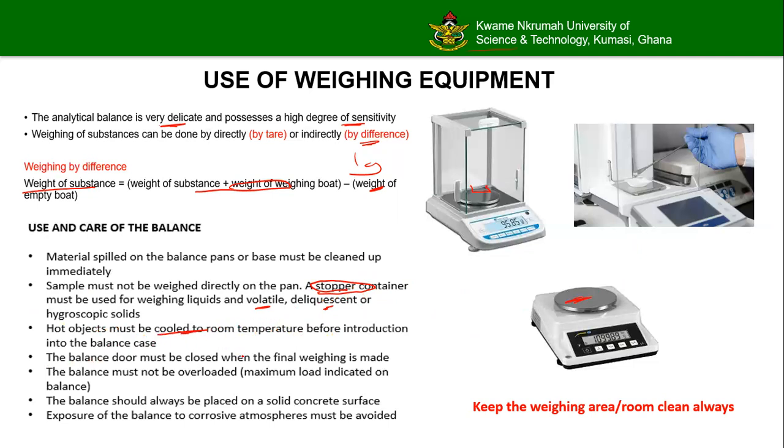Now, the door of the balance must be closed when the final weighing is being made. So you see this one is covered, right? Always close the door before you make the final reading. The next one, the balance must not be overloaded. For any balance we have, it has a maximum, right? Good. And so they will always write the maximum load it can take here, right? Maybe 10 grams. And so if you go and put something which is 50 grams on this balance, it will break the balance. You get it? So always make sure your weight is below the maximum.